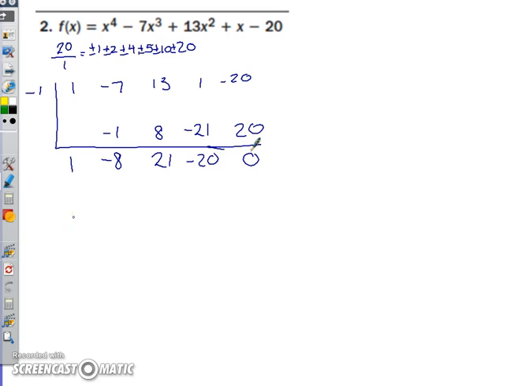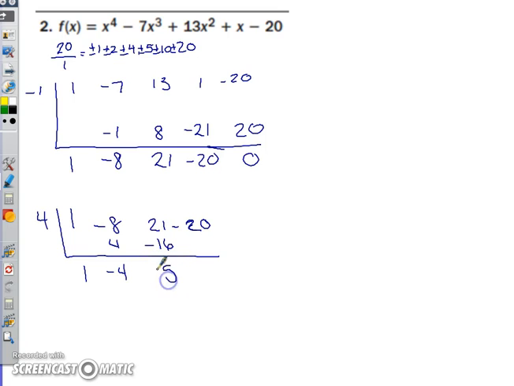Alright. So then you take the 1, the -8, the 21, and the -21, and you synthetically divide again. And when we synthetically divide, we are going to use 4. So drop down the 1. 4 times 1 is 4. This gives you -4. 4 times -4 is a -16. This is going to get you a 5. And 4 times 5 is 20. And so this gives you 0.